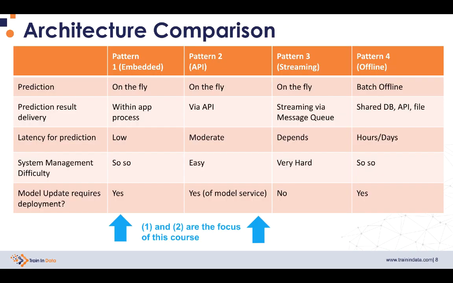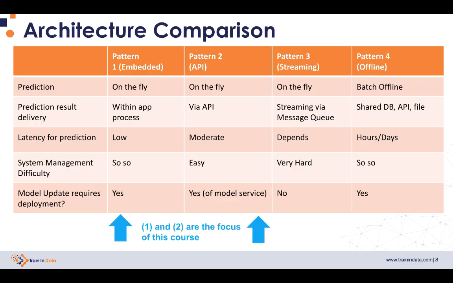Now, to be clear, there's no such thing as a best architecture. There is simply the set of trade-offs which best meets your system's requirements against your time constraints. The table on this slide summarizes some of the trade-offs, and in this course we'll be building out an application which adheres to architecture pattern 1 and which we can easily adapt to architecture pattern 2.